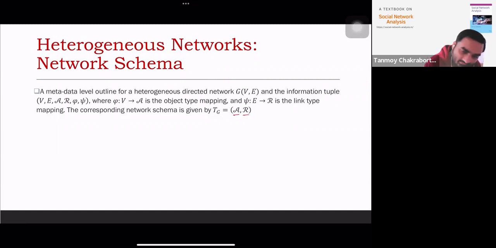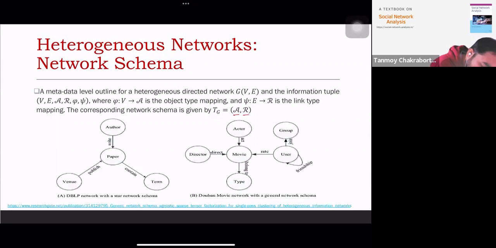Okay, this is a network schema. So now what I'm saying is that we start defining the relations between node types and relations between edge types. I'm not talking about the relations between nodes. I'm talking about the relations between node types. Now, what's the difference between nodes and node types?